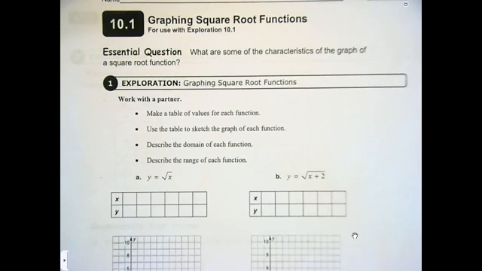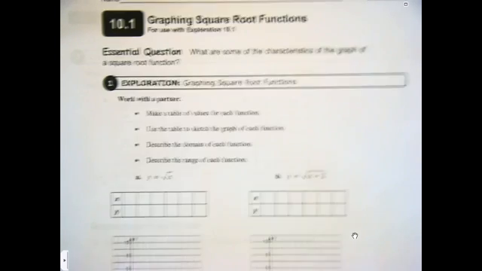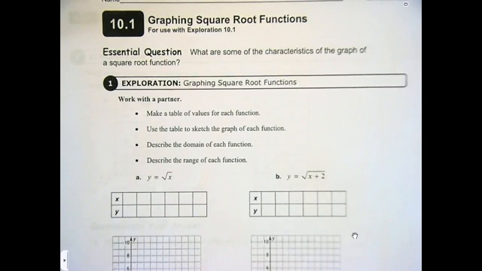So today's all about graphing square root functions. Exploration 1 on page 307. Go ahead and take a look at that.